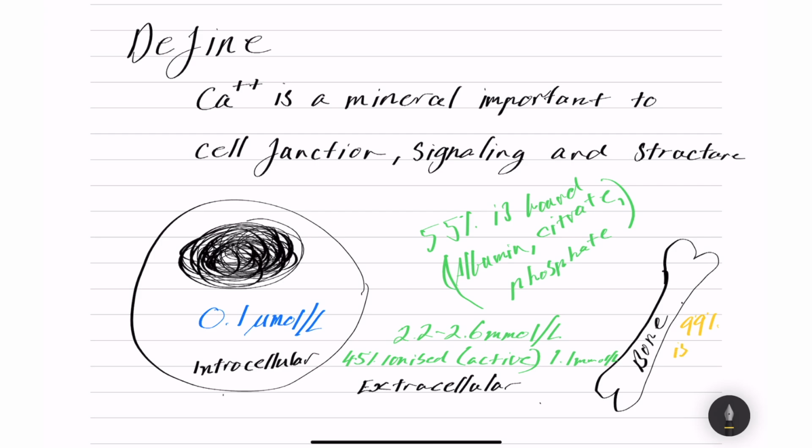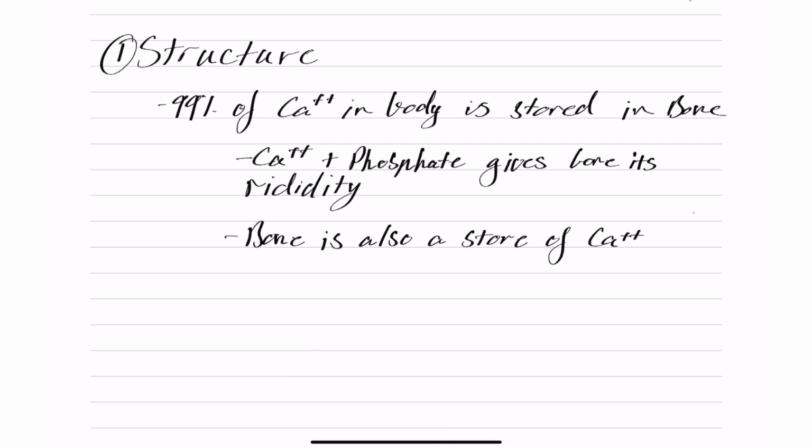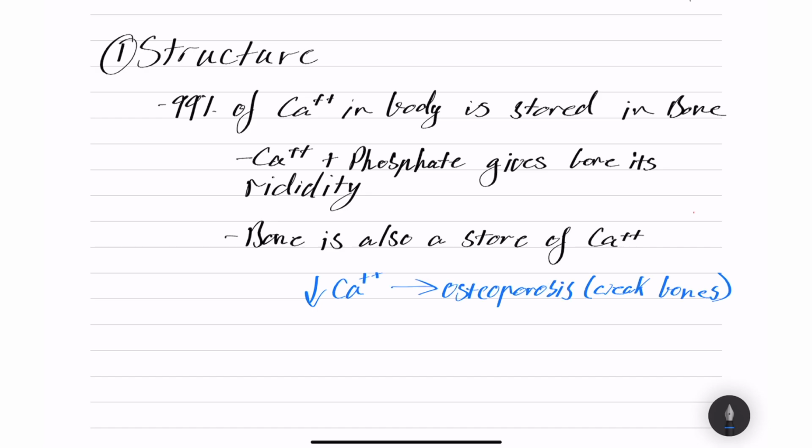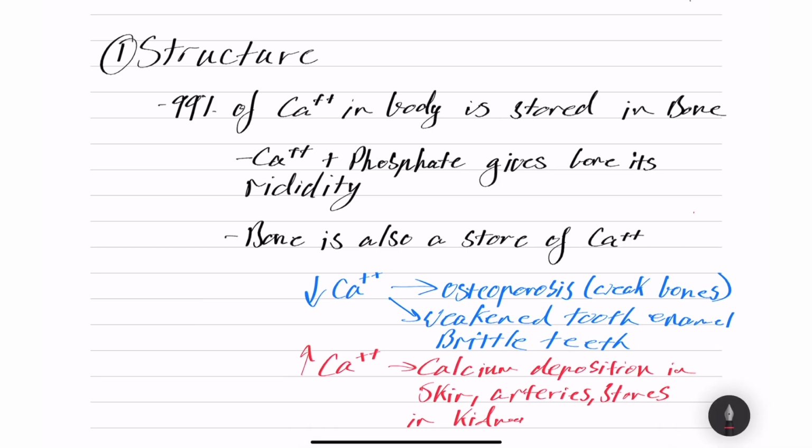And 99% of total body calcium is in bone, and the particular structural component is hydroxyapatite, which is a phosphate and calcium combination. In regards to structure, 99% of calcium in the body is stored in bone. Calcium plus phosphate gives bone its rigidity, and bone is also a store of calcium. So decreased calcium, you'd expect osteoporosis, so weak bones, weakened teeth enamel and brittle teeth. Raised calcium, you expect calcium deposition in skin, arteries, and you can get renal stones that are also calcium predominant.